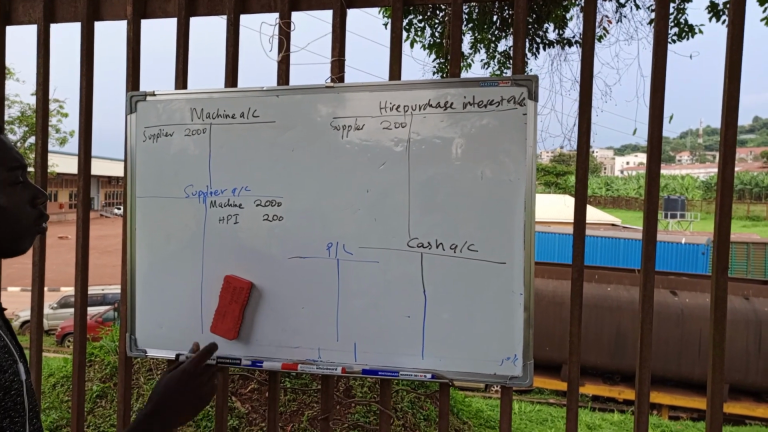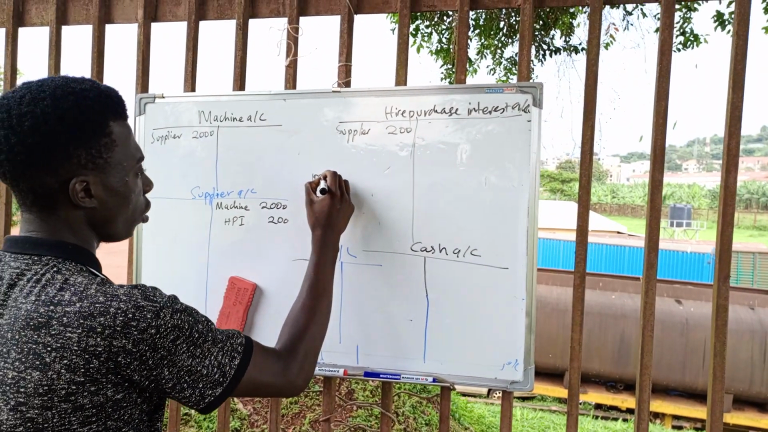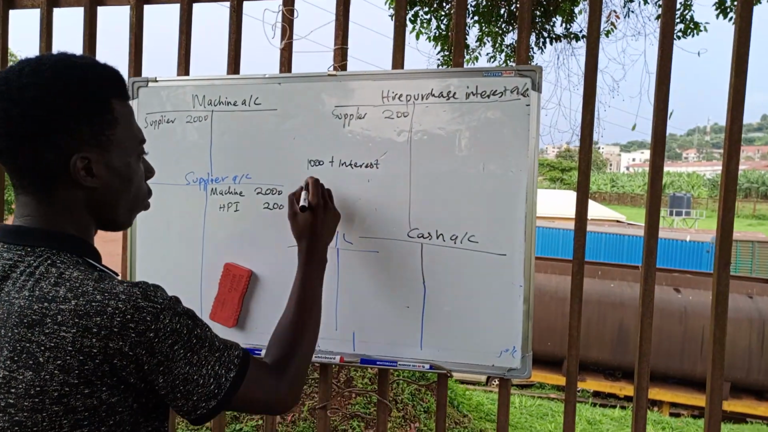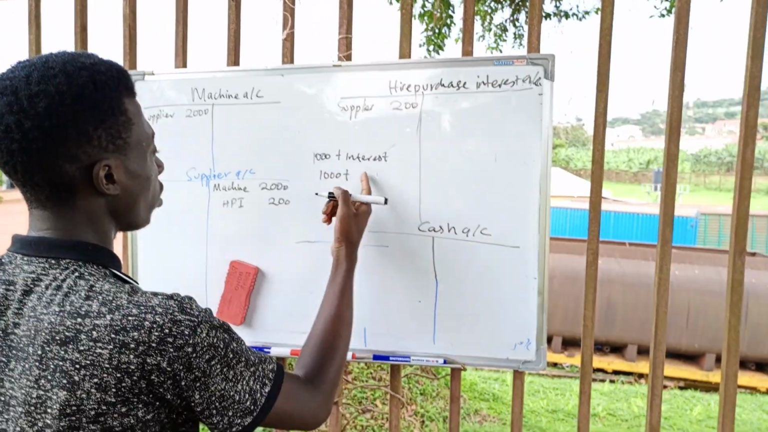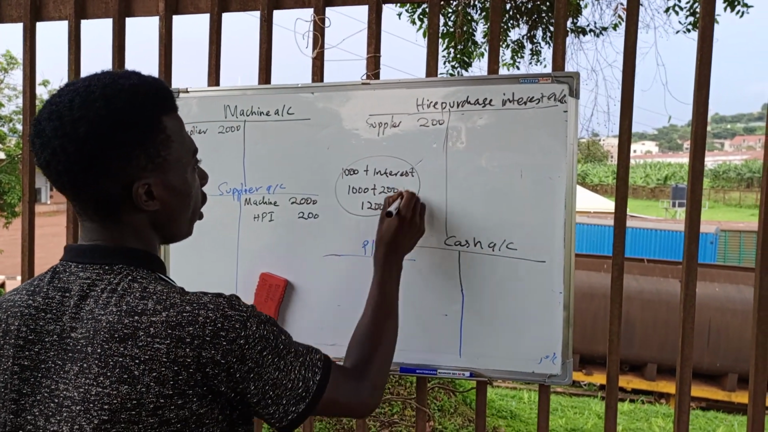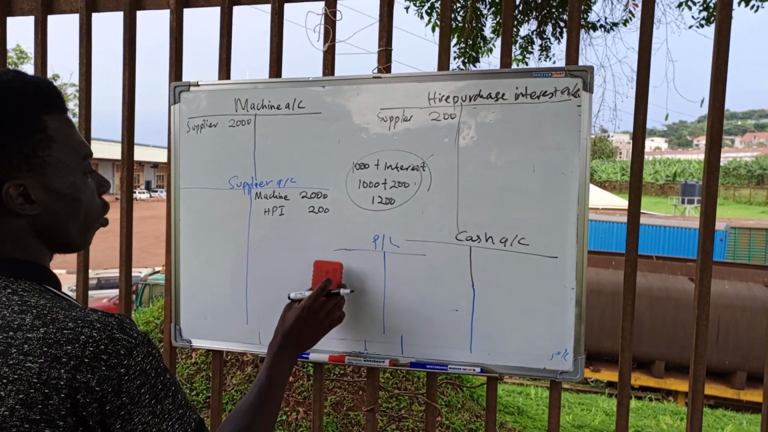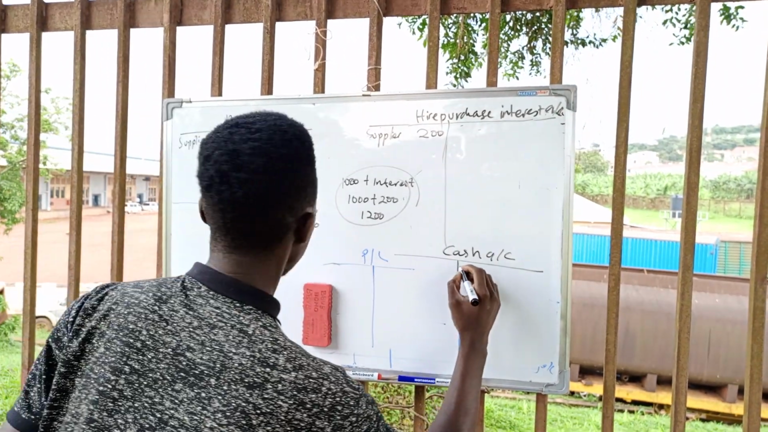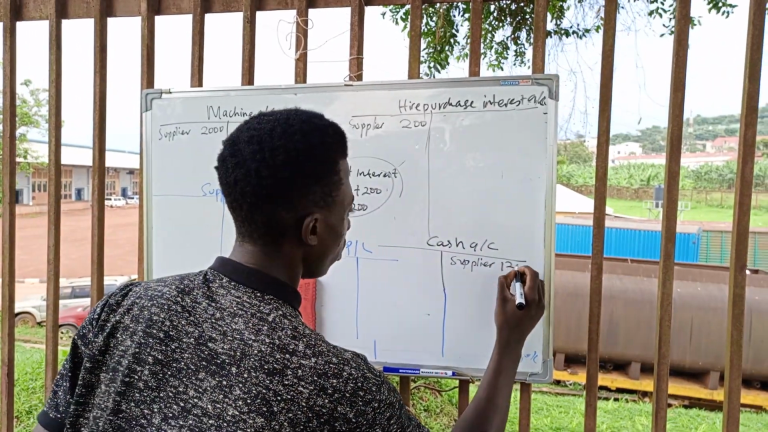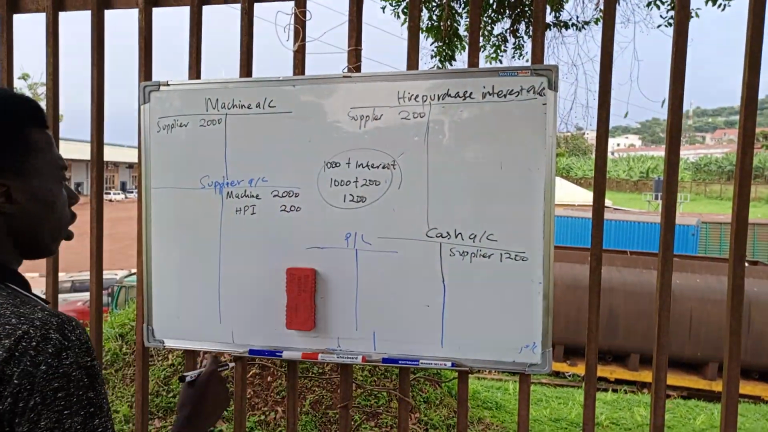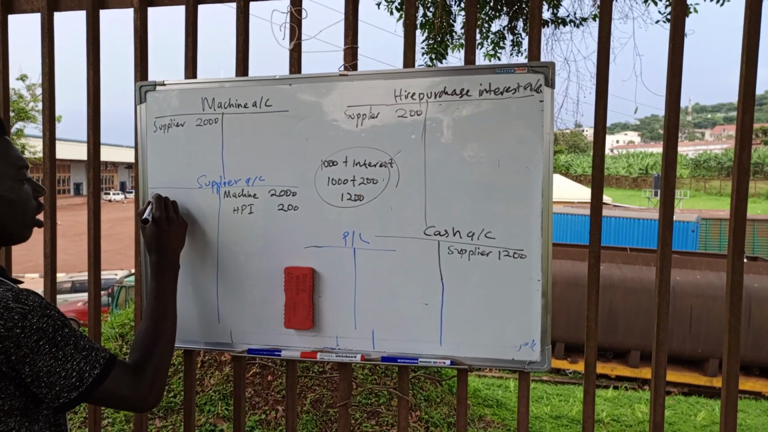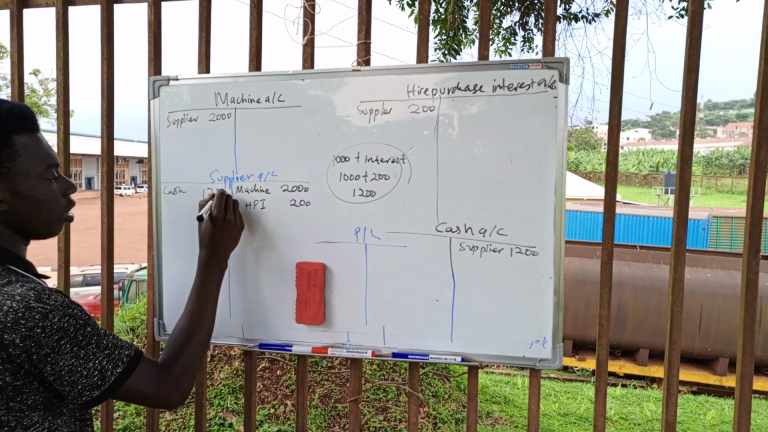Then on payment, we are supposed to pay. They told us we are supposed to pay 1,000 in the question plus the interest. So in the first year, of course, 1,000 plus the interest. We've seen our interest is 200. So you're supposed to pay 1,200. And when you pay, you are crediting your cash with 1,200, because this is the money we pay. Then we debit the supplier because it's reducing with our cash, which is 1,200.